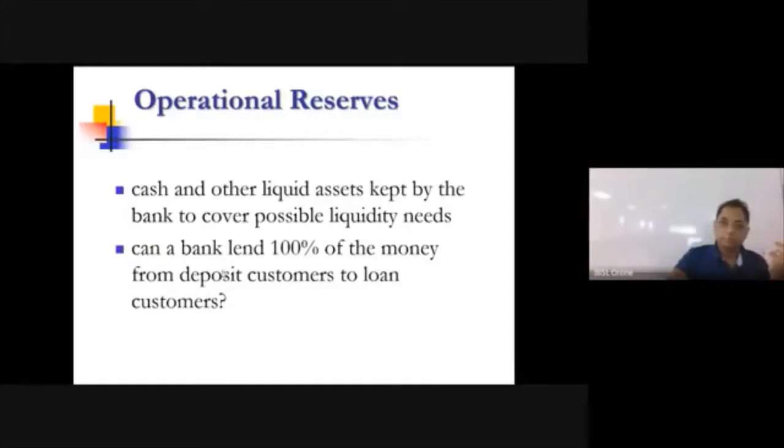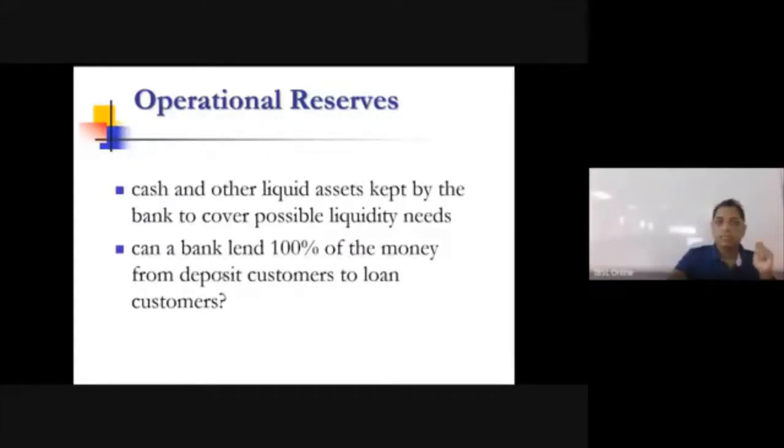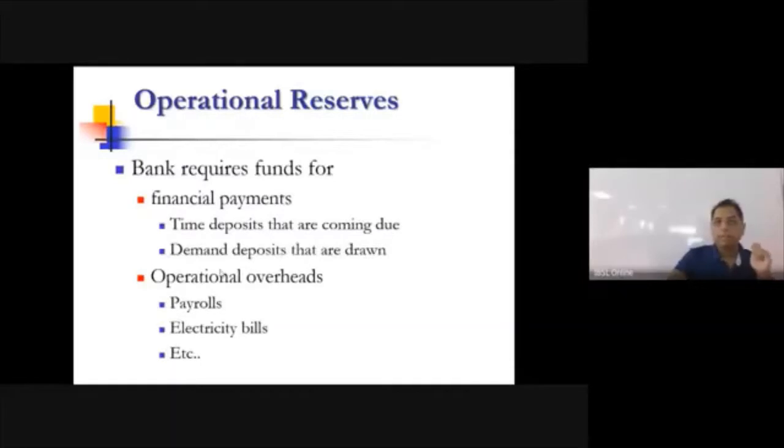As we know, to answer the second question here, a bank cannot lend 100% of the money from deposits to customers. They have to keep a certain component of that with them. But at the same time, when they do lend money out, they have to make sure that they lend it into assets that are liquid and that they can liquidate and give to their clients. So, going a little deeper into that, what do banks require funds for?